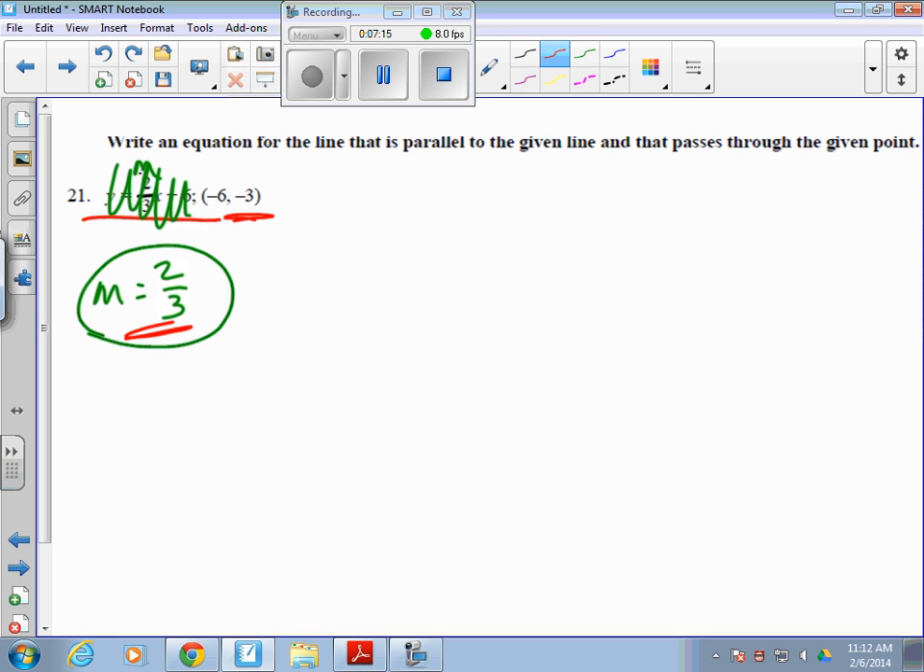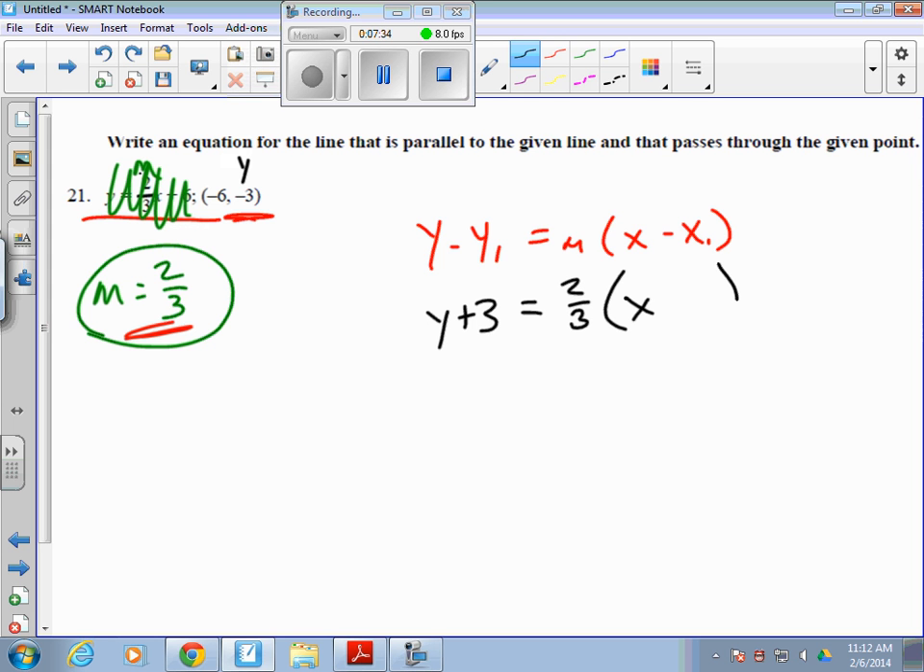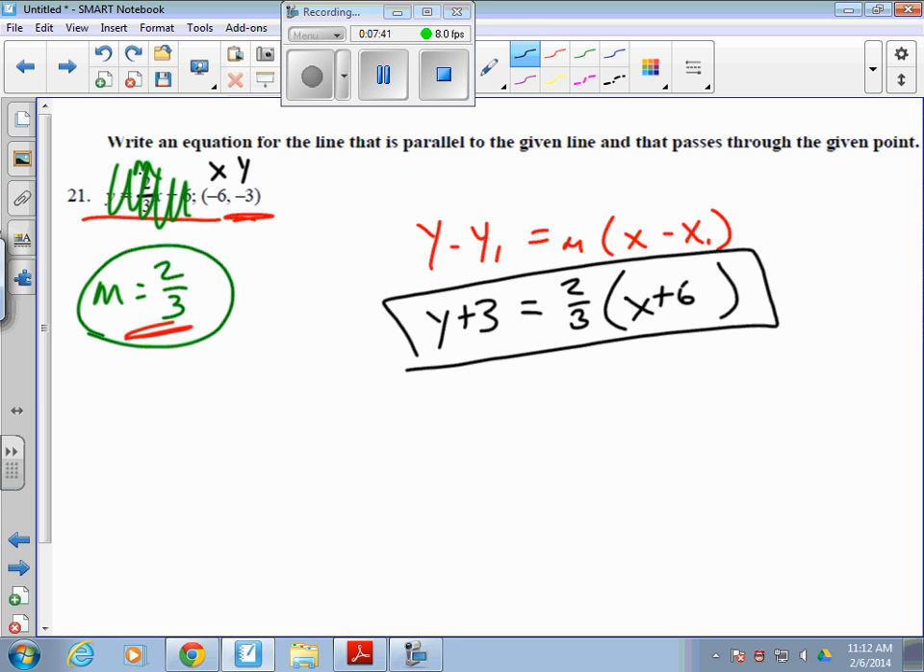So use point slope form. Y minus y sub 1 equals m times x minus x sub 1. Plugging in your values. Y minus y sub 1. Your y sub 1 value is negative 3. So you put the opposite of that, plus 3. Equals m, 2/3, times x minus x sub 1. You put the opposite of negative 6, plus 6. Point slope form: y plus 3 equals 2/3 times x plus 6. And that line is parallel because it has the same slope.